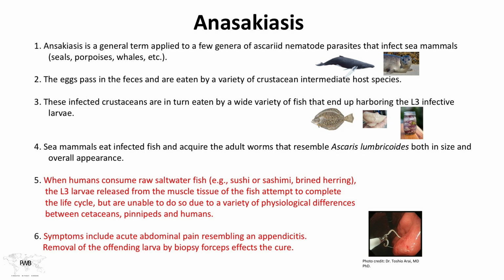And in this case, the predator species happens to be whales, orcas, or seals. And when they eat those intermediate hosts, they acquire the adult infection again. So it's an ascaris life cycle between the whale, or let's say sea mammals, and small invertebrate intermediate hosts, which could, however, become ingested by fish.